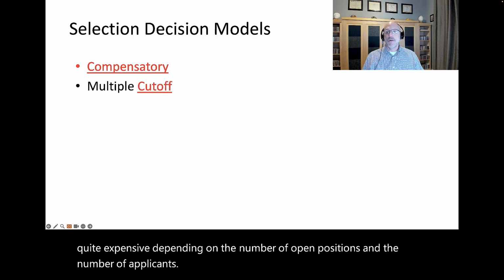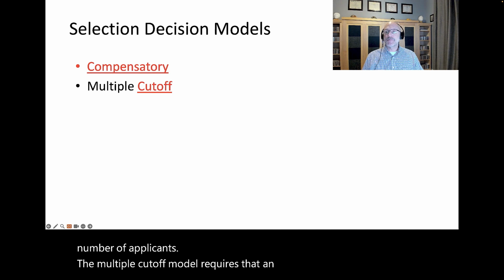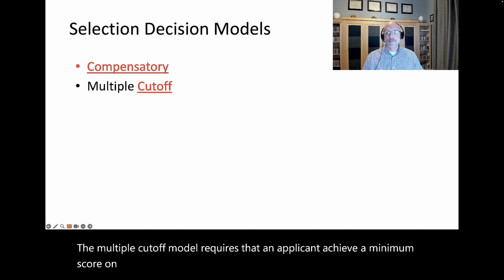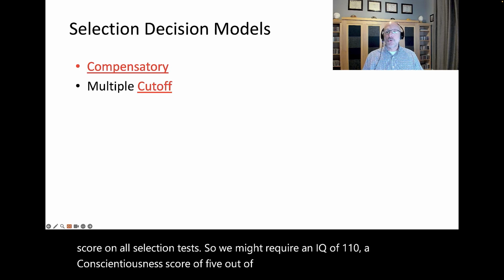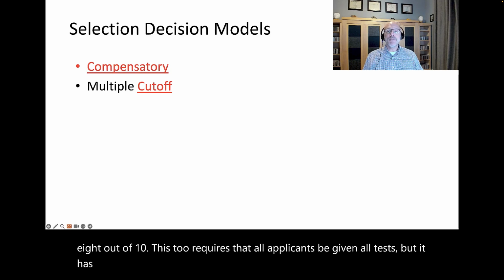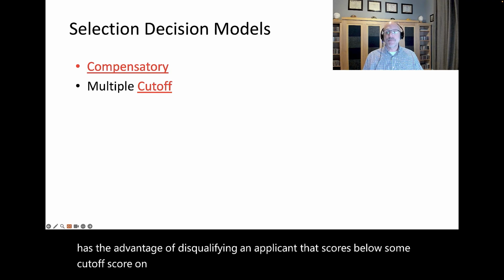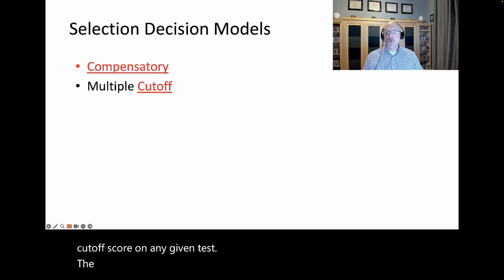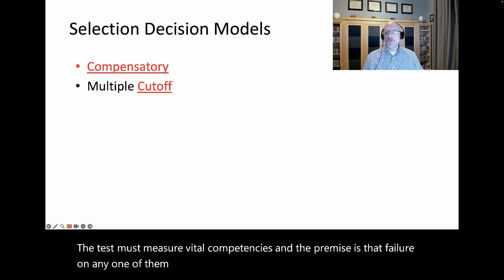The multiple cutoff model requires that an applicant achieve a minimum score on all selection tests. So we might require an IQ of 110, a conscientiousness score of 5 out of 7, and an interview score of 8 out of 10. This too requires that all applicants be given all tests, but it has the advantage of disqualifying an applicant that scores below some cutoff score on any given test. The tests must measure vital competencies, and the premise is that failure on any one of them will doom the applicant to performance failure if they get the job.